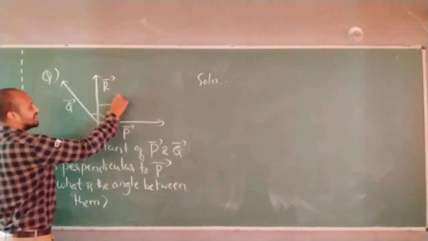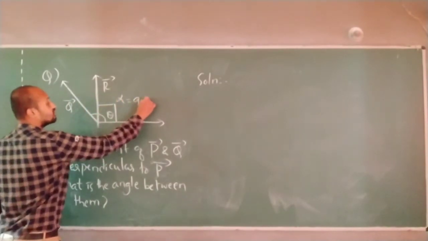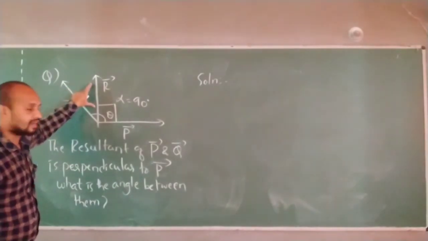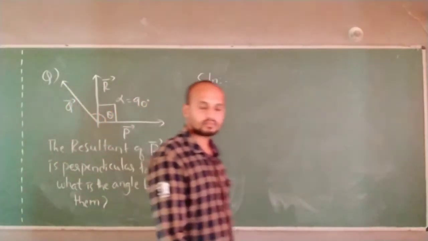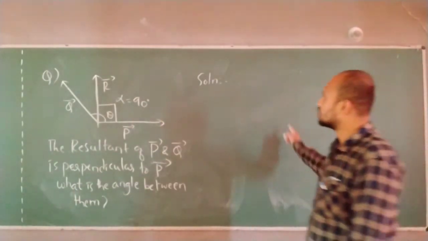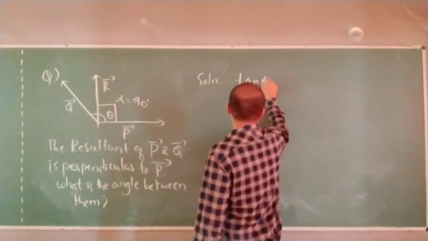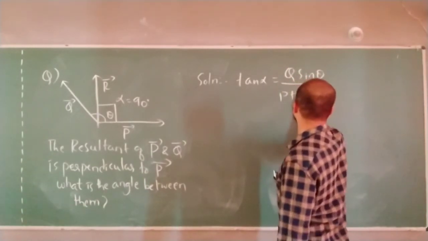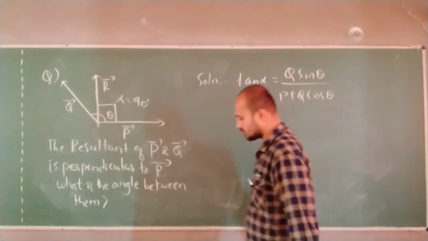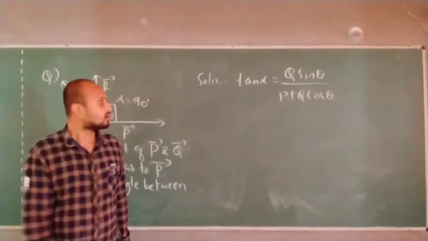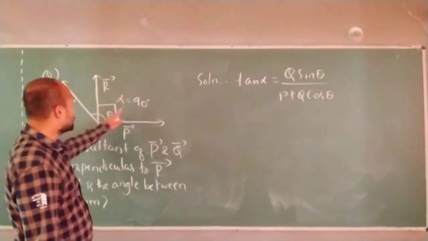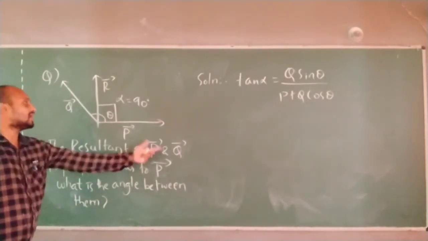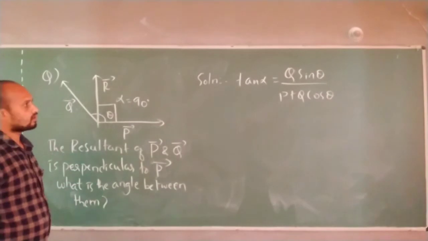He has given a data, alpha. Alpha is the angle made by the resultant with vector p. So tan alpha is equal to q sin theta divided by p plus q cos theta. So alpha is 90 degrees. I must find the angle between them. Them means p and q. That is theta. Let us try to find.